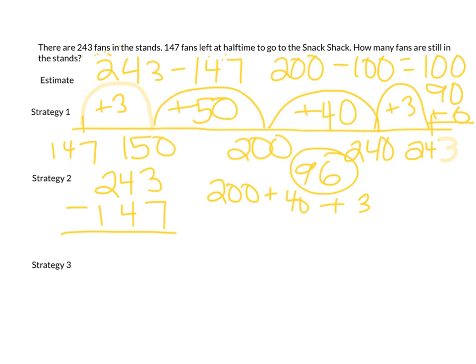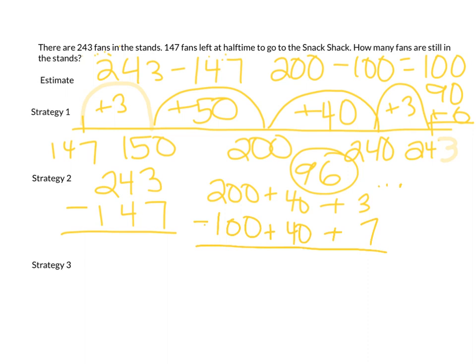And minus 100 plus 40 plus 7. So let's see how we can solve it with this strategy. So first I'm going to look at the ones place. So I have 3 ones up here, and I want to take 7 away, but I cannot do that. So I'm going to have to go over to the tens.